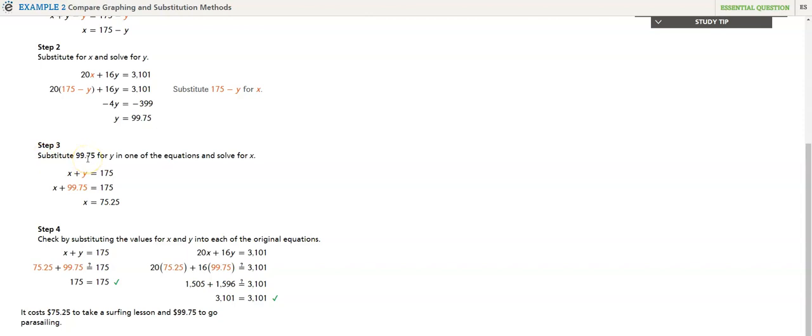My third step is then going to be, once I have one of my variables solved, I then need to substitute that variable in one of the equations, whatever is easiest, so that I can solve for the other variable. So in this case, I'm substituting y, and I'm going to solve for x. And then my very last thing is then to check my work, because good mathematicians check their work.